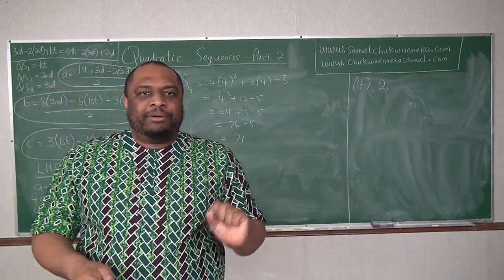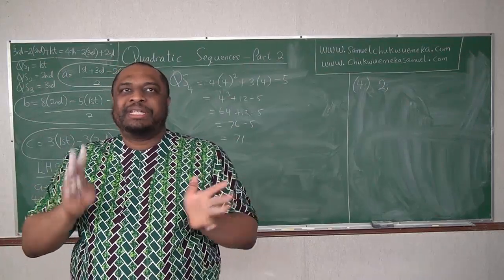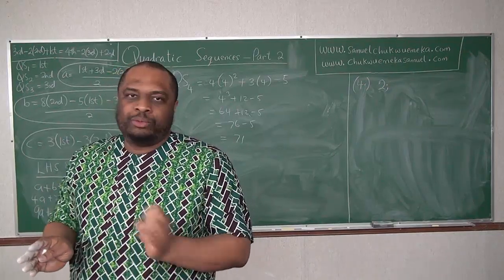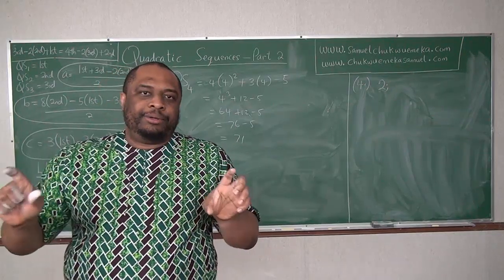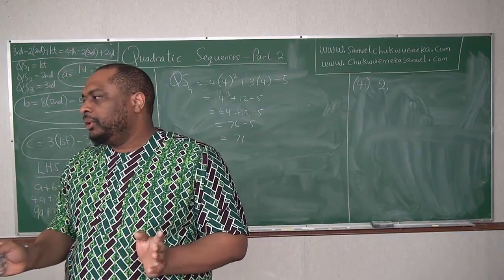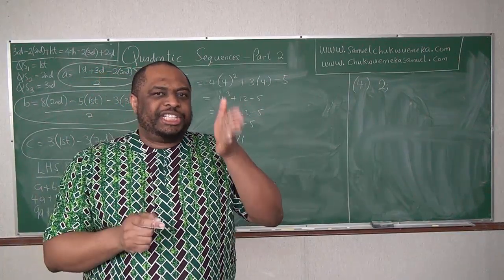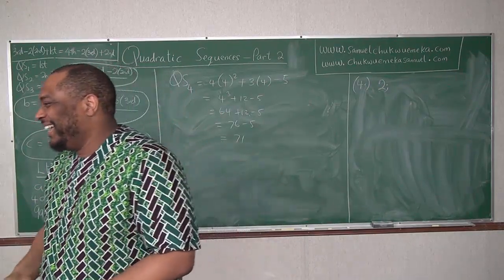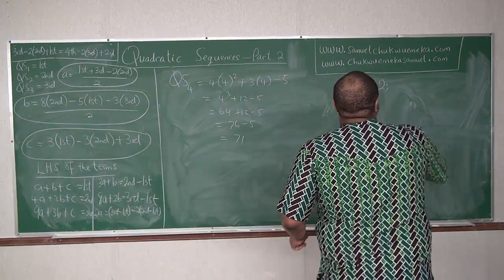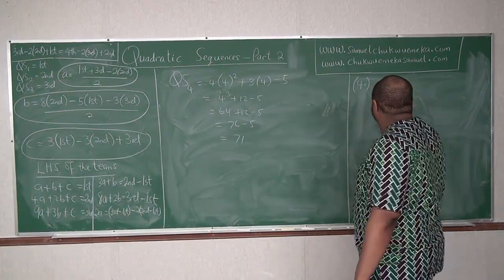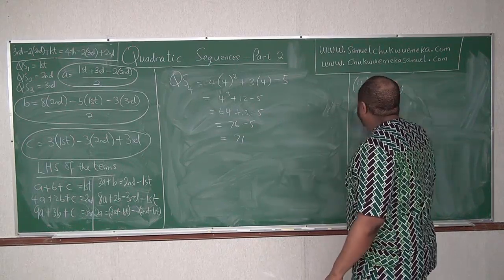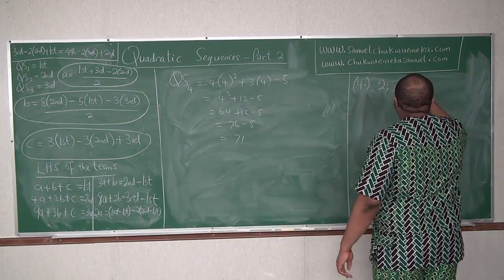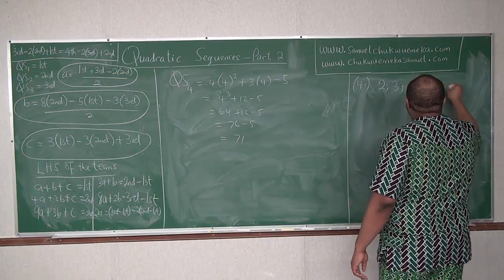If you're using my calculator, don't use semicolon to separate the numbers. Separate the numbers with comma. If you use semicolon, it will not work. Make sure you separate each term with a comma. Okay? So 2, 3, 10, 23.